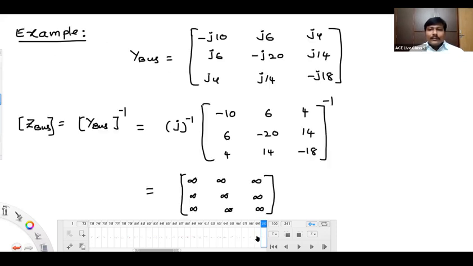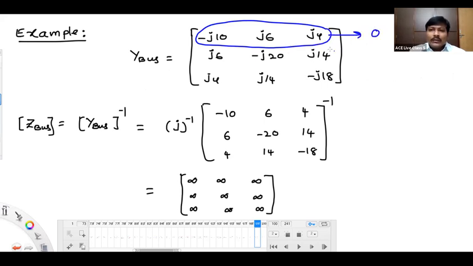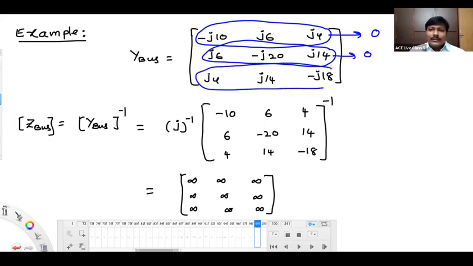Next thing. Kindly listen to me. What is the property of this matrix? This we have to discuss now. For example, what is the summation of the first row in your Y bus? 0. What is the summation of the second row in your Y bus? Also 0. What is the summation of the third row? That is also 0. Yes or no? First row summation is 0, second row summation is 0, third row summation is also 0.